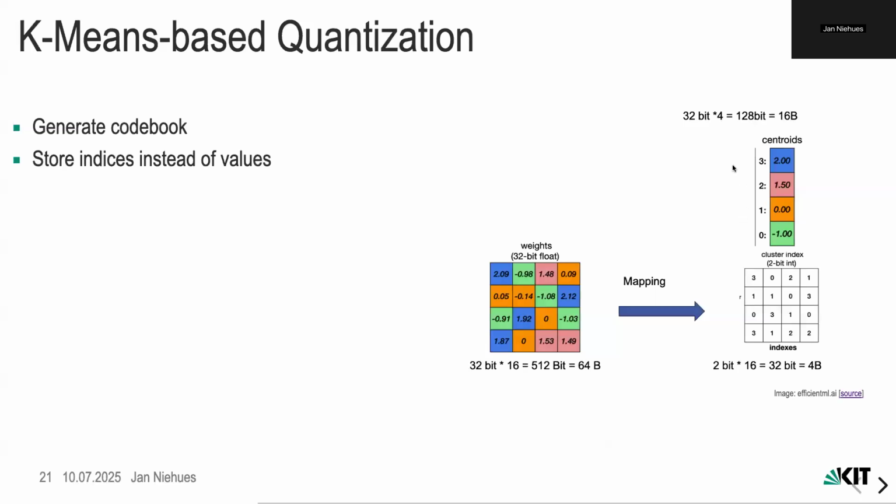We have 4 possible values, so that's like 2 bits. So you have 2 bits times 16, that's 32 bits, which is 4 bytes. So now we went down from 64 bytes to 20 bytes. So like a factor of more than 2, more than 3 even, to be honest. So you reduced to roughly 1/3 of your space. Of course, you see already what it depends on.